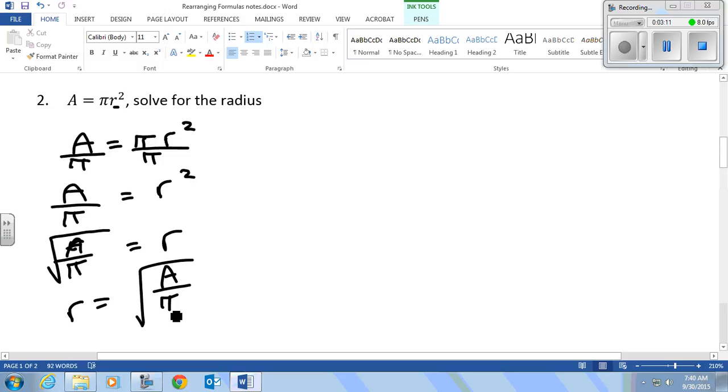Okay, so you remember you have to just reverse the operations that are happening to whatever's happening to the r. So the r squared term is multiplied by pi, so we divide to isolate it. The r is squared, and the inverse operation of squaring is to take the square root, so that we can get what 1r is.